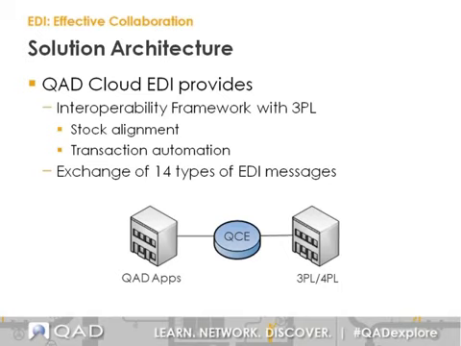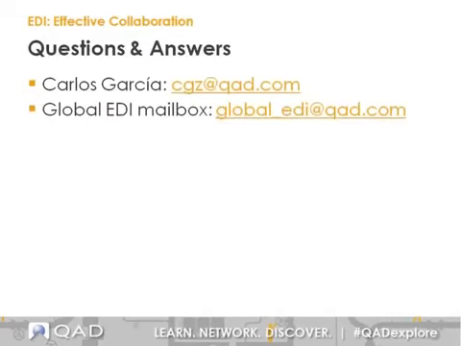But from an ERP perspective, the business processes that may be triggering those three simple transactions might be many more, and are much more complex and need to be routed properly. For this particular case, we are exchanging 14 different types of EDI messages, each one of them performing a different transaction. That is simple for the 3PL, but from a QAD applications perspective, it provides a much more robust and complex interoperability framework. Okay? So that's basically it from my side.